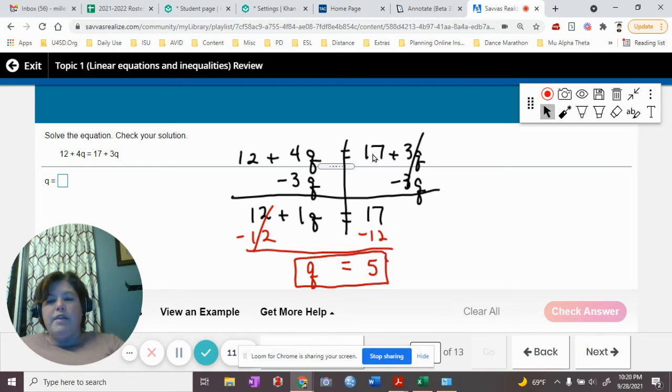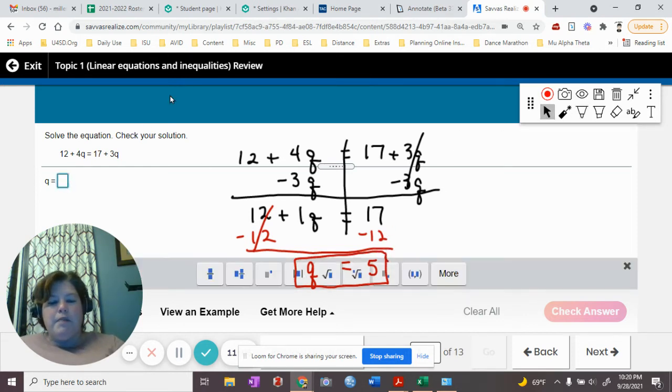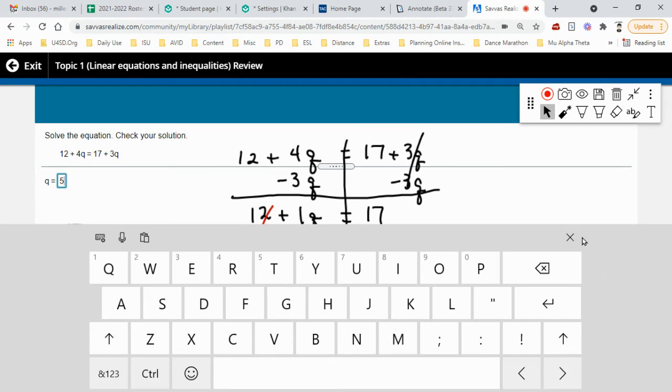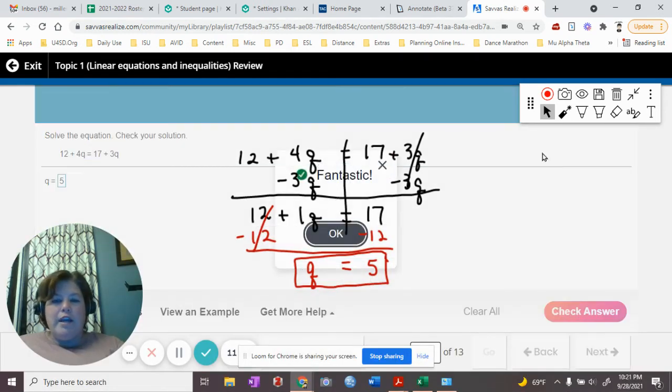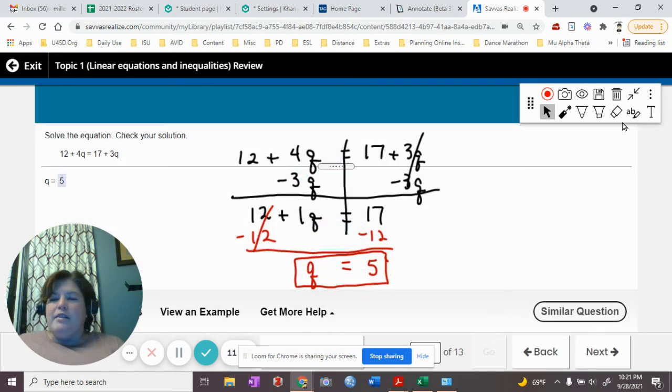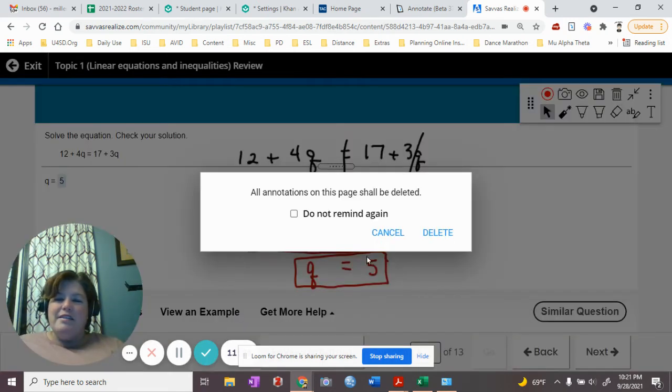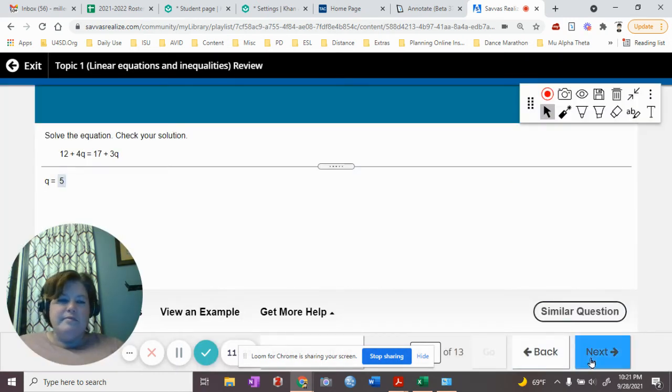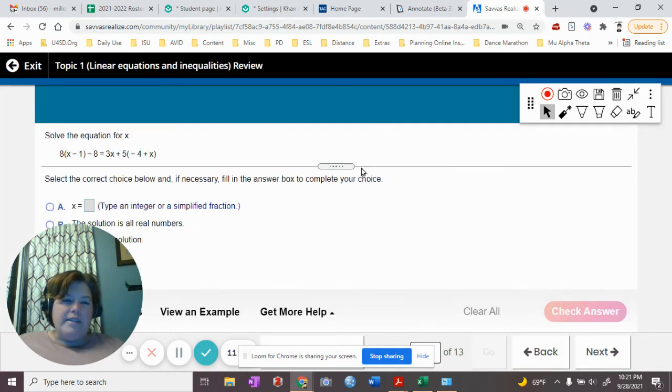So once I have that, I can type in my answer. I can check it, and we're good to go. All right, but we need to see the work, so please be sure to show that to us. All right, a little bit more complex.